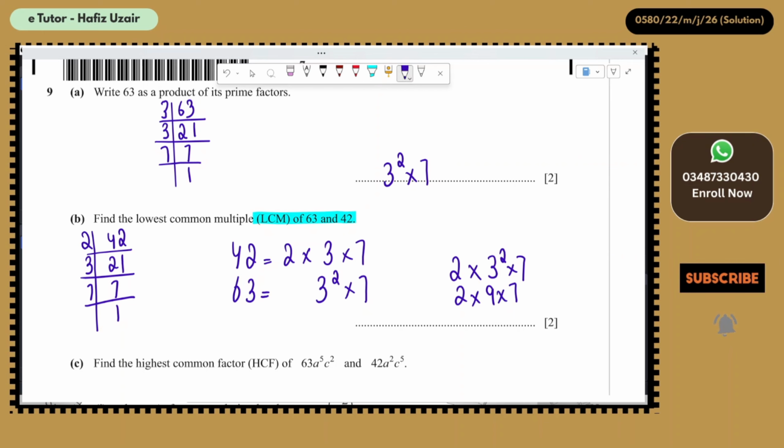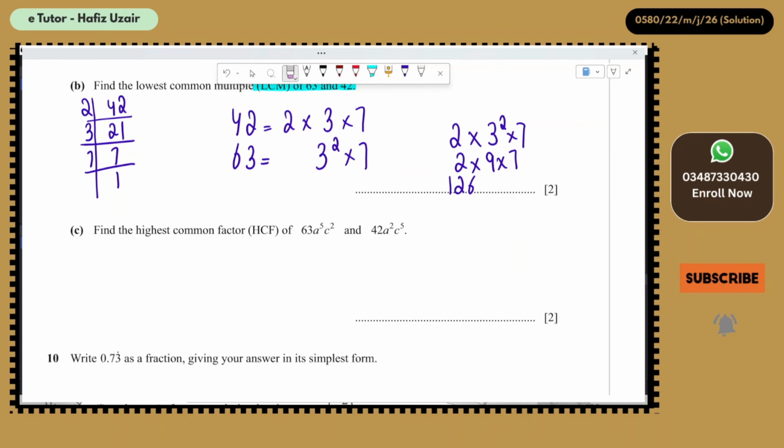9 sevens are 63 and 63 times 2 is 126. Let's solve part C of this question. Find the highest common factor of 63a^5c^2 and 42a^2c^5.